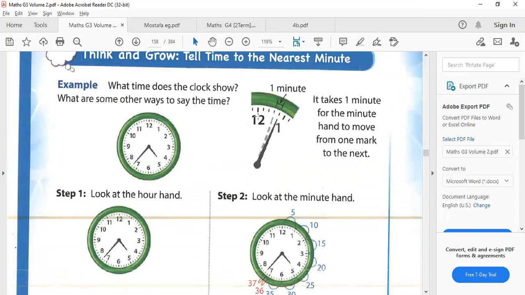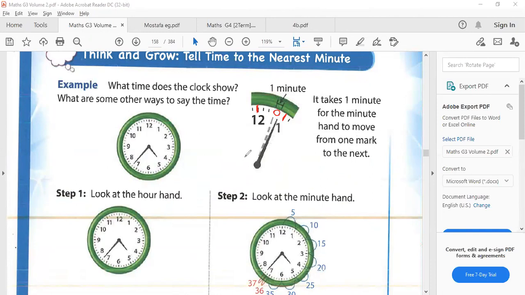Here we explain how to say the time using a clock. It takes 1 minute for the minute hand to move from one mark to the next mark. So between 2 numbers here, we have 5 minutes. Each small step will be 1 minute.